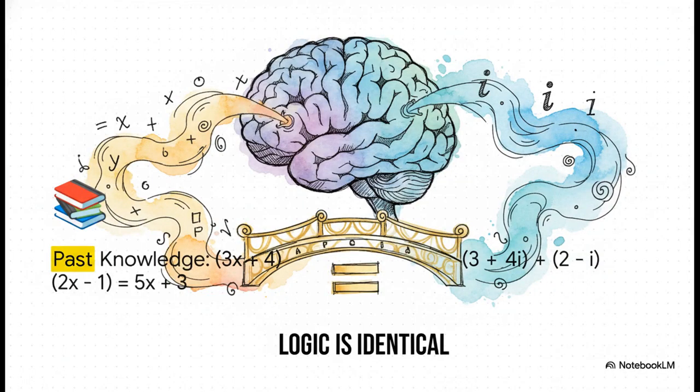All right, just take a look at this. On the left, you've got a totally normal algebra problem with an x. You know exactly what to do, right? Combine the x terms, combine the numbers. Simple. Now, look at the problem on the right. Yeah, it looks a little weird with that i in there, but the way you solve it is exactly the same. That's the whole key right there.